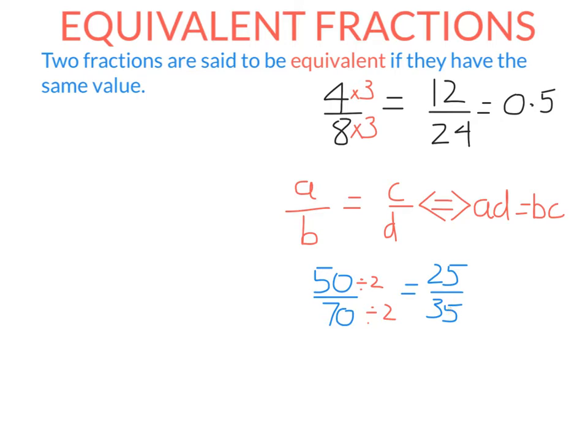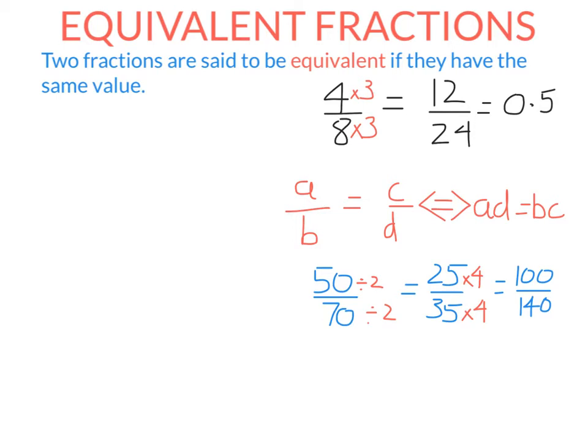If I take this fraction, I can find another equivalent fraction if I do the same to the top and the bottom. I could say times top and bottom by 4. Then I would get 100 over 140. These two fractions, this one and this one, will be equivalent. And of course, this means that this fraction and this fraction will also be equivalent.